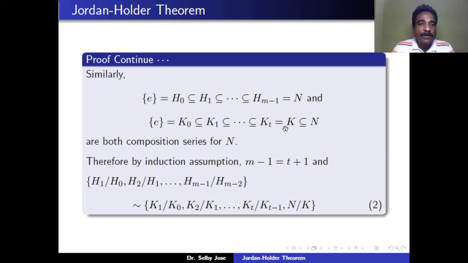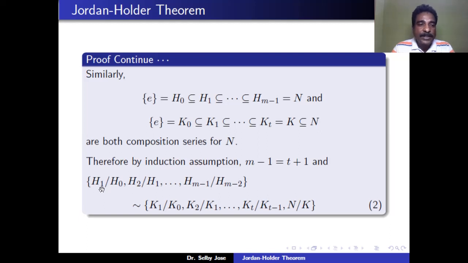Therefore, this second one is also a composition series of N, and the first one is also a composition series of N. Because the order of N is less than the order of G, by induction assumption, m minus 1 is equal to t plus 1. And the set of factor groups of the first composition series of N and the set of factor groups of the second composition series of N are in 1-1 correspondence. And the corresponding factors are isomorphic.